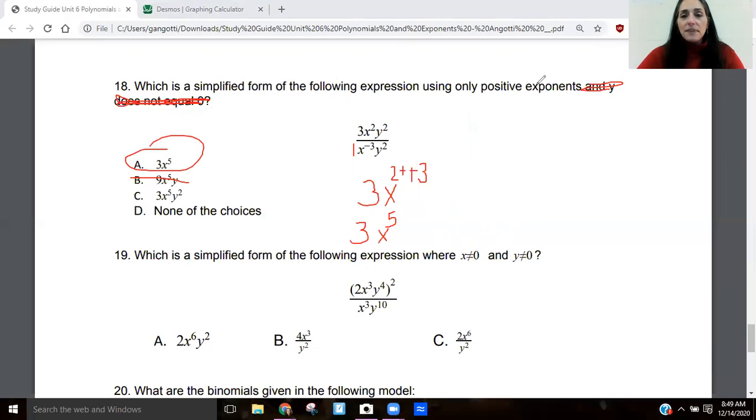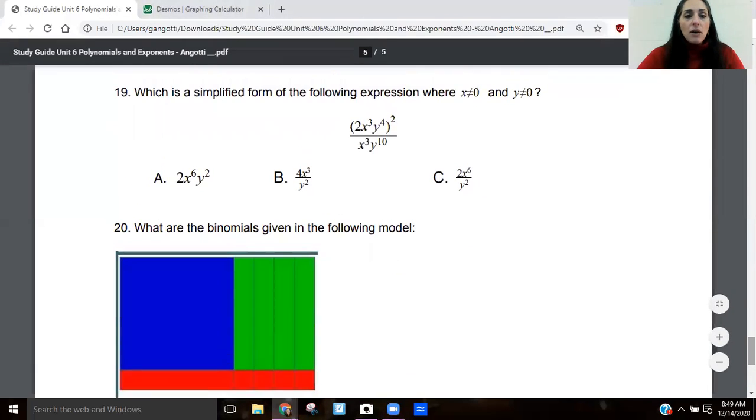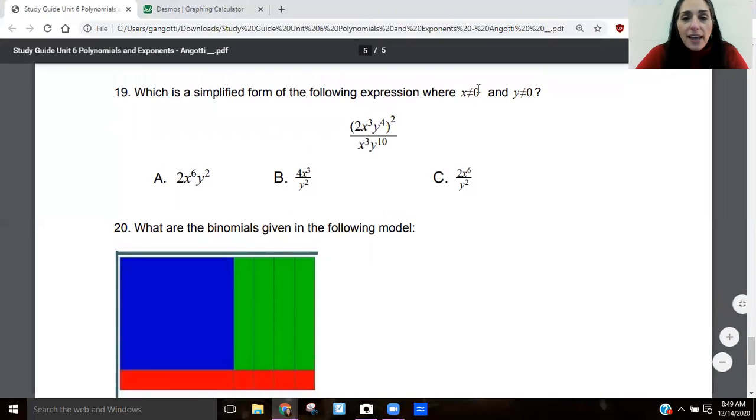All right, clear those. Number 19, which is a simplified form of the following expression. All right, and this whole thing with x can't be 0 and y can't be 0. Of course not, because we can't have 0 in the denominator of a fraction. It's not allowed. So no worries about that. You don't have to do anything with these two things up here. You just have to simplify.